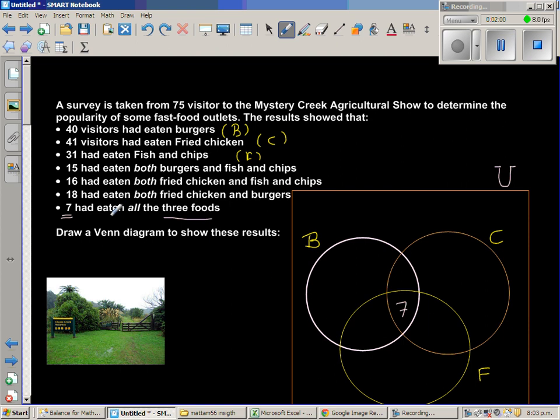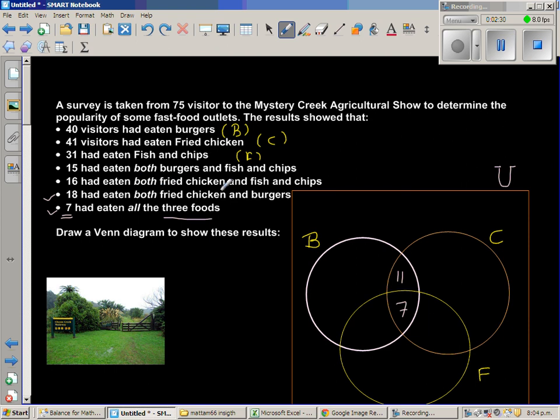Okay. So let's go backwards. So 18 ate both fried chicken and burger. This is chicken, and this is burger. So 18 ate burger and fried chicken. So out of 18, you've already written 7. So 18 take away 7 is 11, or 11 plus 7 is 18. So this is done.